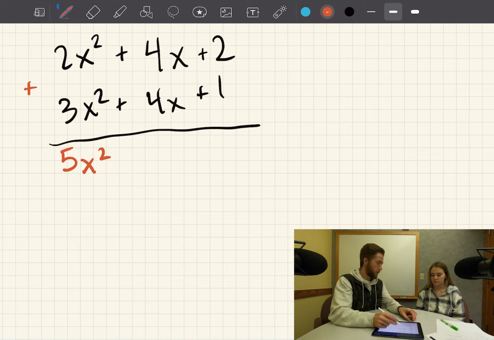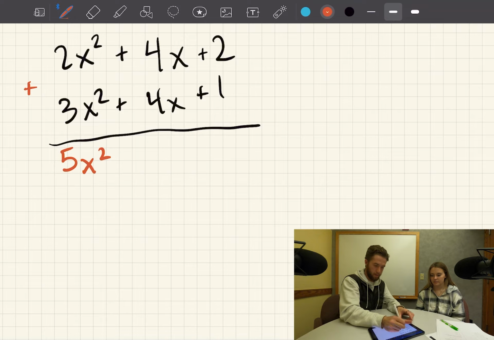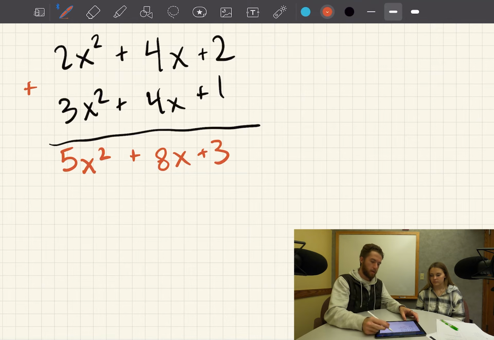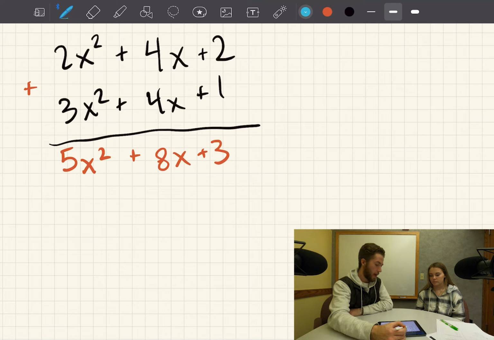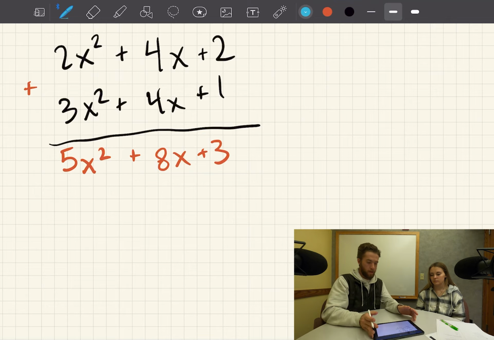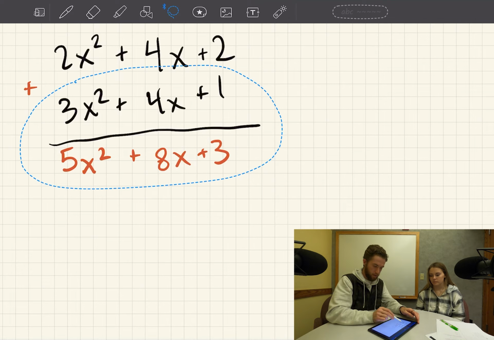What does 4x and 4x make? 8x. And then what's 2 and 1 make? 3. Okay, so we know that's going to be our answer, but allow me to just visualize this one time so you can see why x squareds do not add with x's and why x's do not add with whole numbers here. So for this top equation, let me break it out just a little bit.